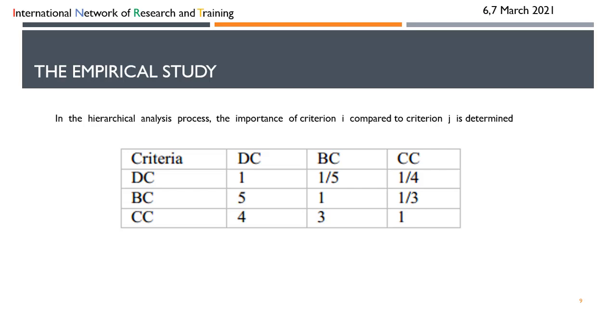So in the analytic hierarchy process, the importance of criterion i compared to criterion j is determined using the Saaty scale and is assigned to the position ij of the pairwise comparison matrix, and automatically the inverse of the assigned number is associated with the position ji.